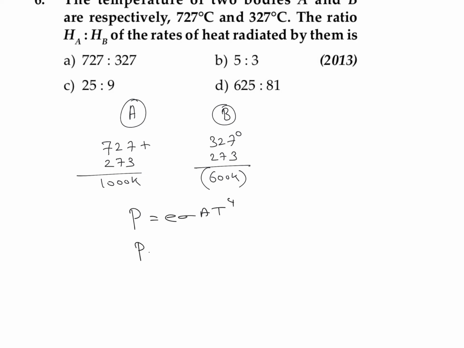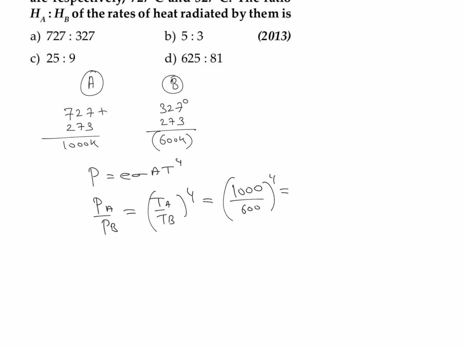So the value of PA divided by PB can be written as TA divided by TB raised to 4. TA is given as 1000, TB is given as 600, raised to 4. Or you can write this as 10 divided by 6 raised to 4, which is 5 divided by 3 raised to 4. So you can write 5 raised to 4 is 625 and 3 raised to 4 is 81.